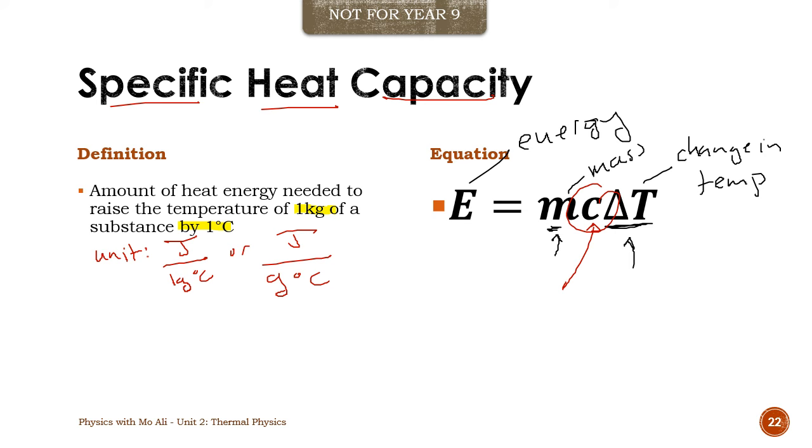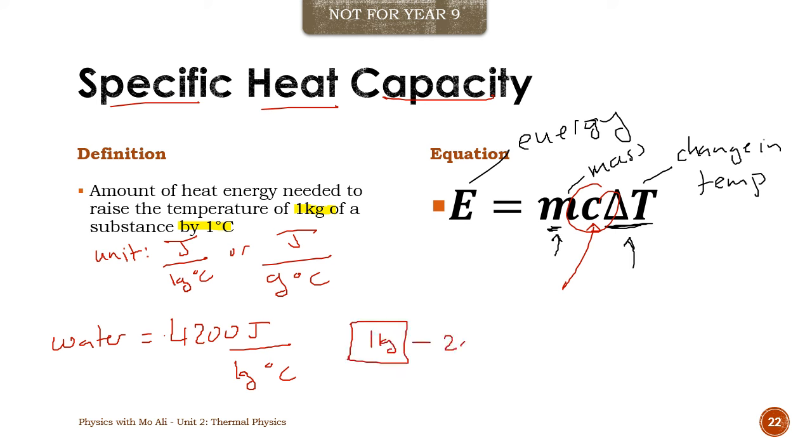For example, if I tell you that water has a specific heat capacity of, let's say, 4,200 joules per kilogram degrees Celsius. This means that if I have 1 kilogram of water and it's currently at 20 degrees Celsius, and I want to heat it up from 20 up to 21 degrees Celsius, that's a 1 degree change. How much heat energy do you need? And that would be 4,200 joules.